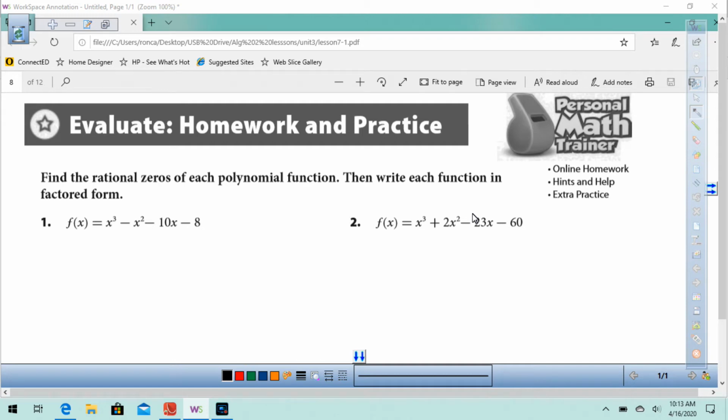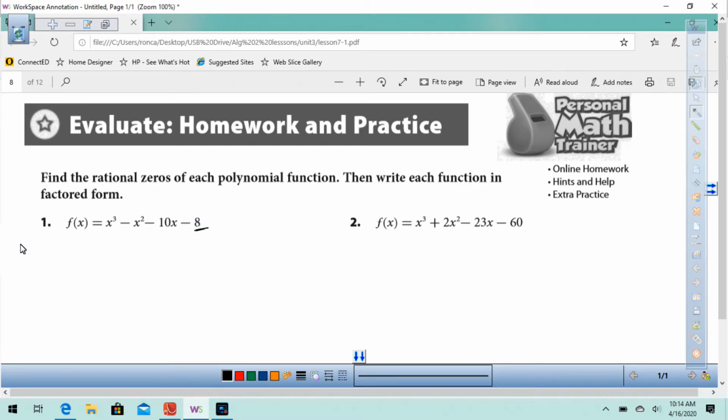Lesson 7-1, page 348. It says, find the rational zeros of each polynomial function. Then write each function in factored form. Okay, well, we're sitting here looking at this. How in the world are we going to find that? There's actually a shortcut. You got this 8 here.